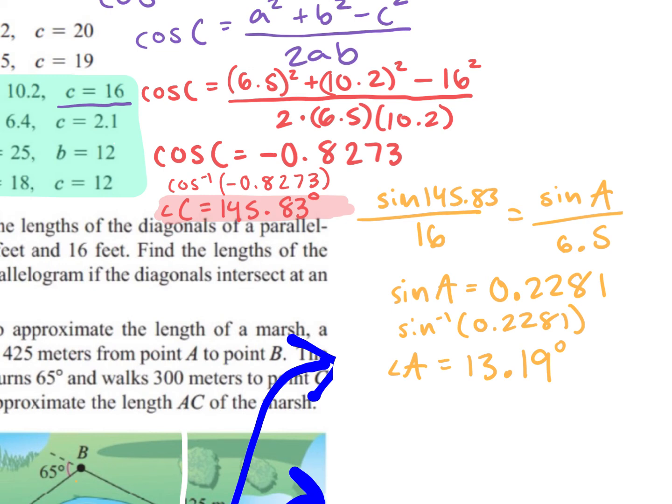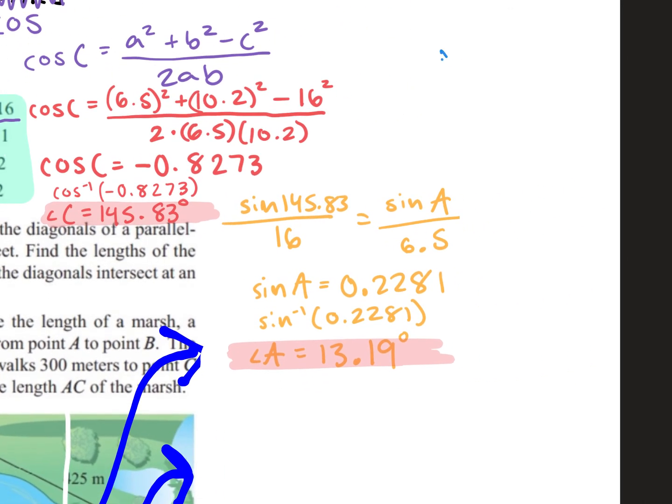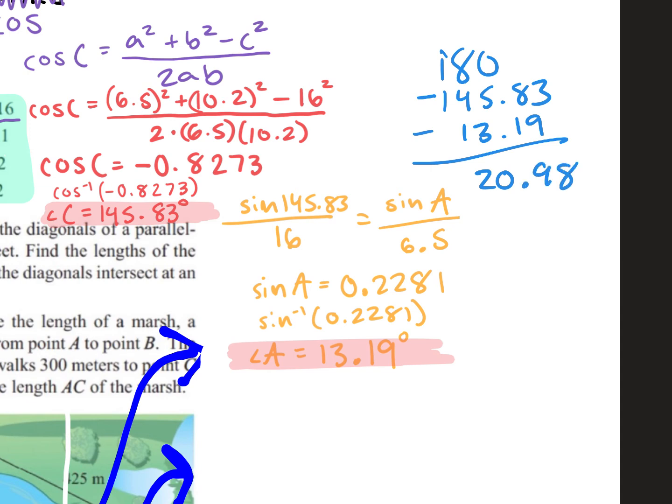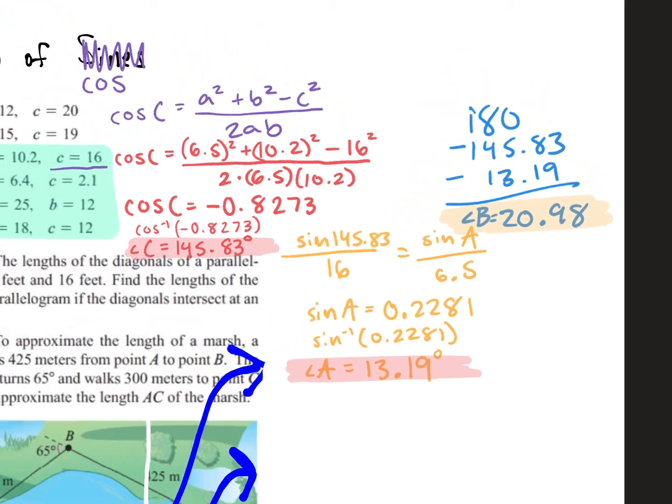How can I find B now? What do all three angles have to add up to? They all add up to 180, so I'll just do 180 minus 145.83 minus 13.19. So that'll give me 20.98, and that is angle B, the last one. So those are all three angles.